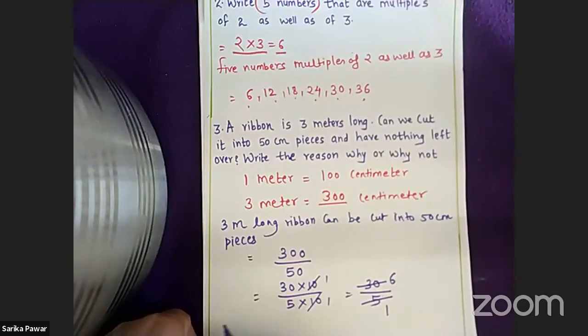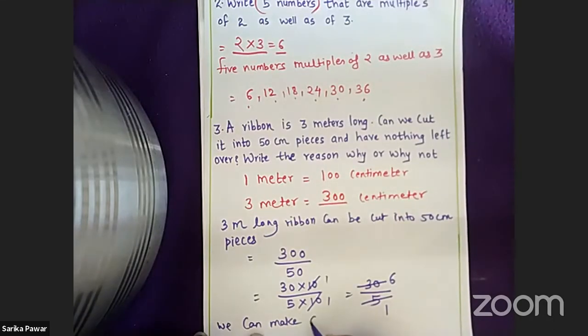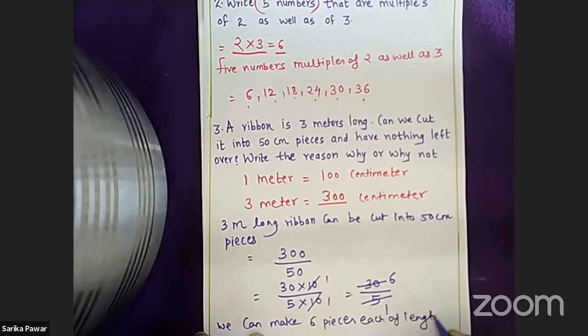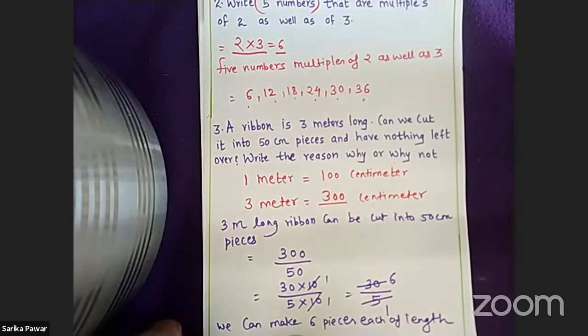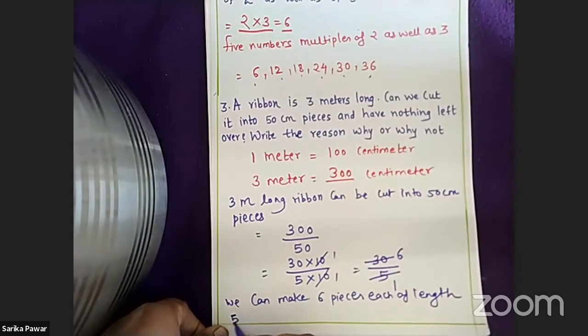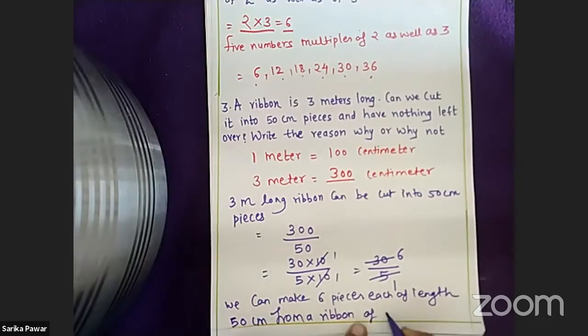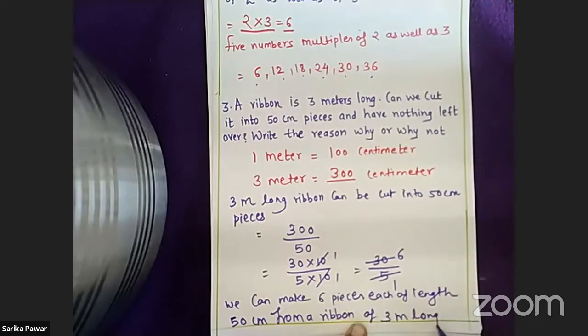So here I am writing the word remark. We can make 6 pieces each of length 50 centimeter from a ribbon of 3 meter long, isn't it?